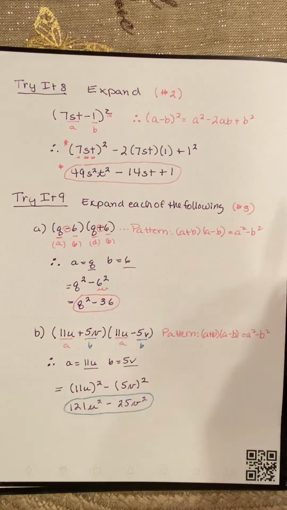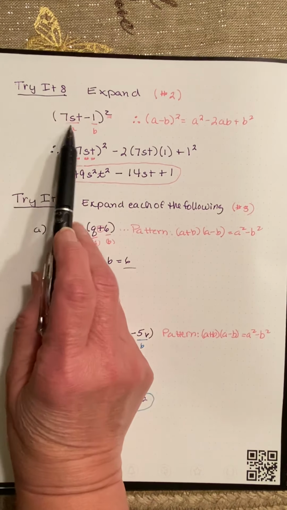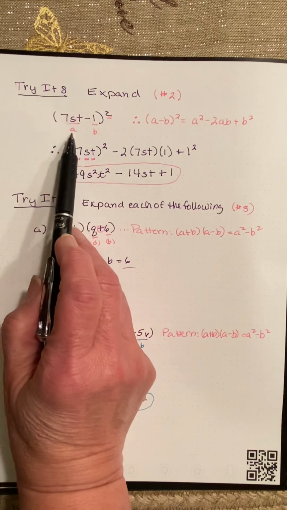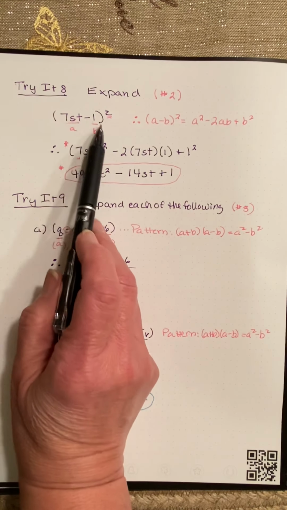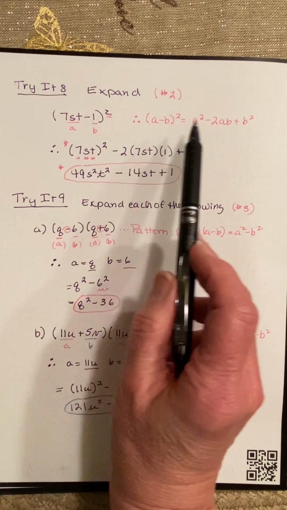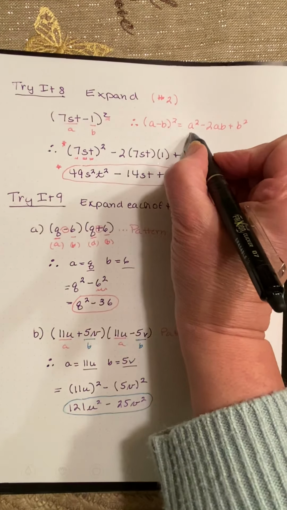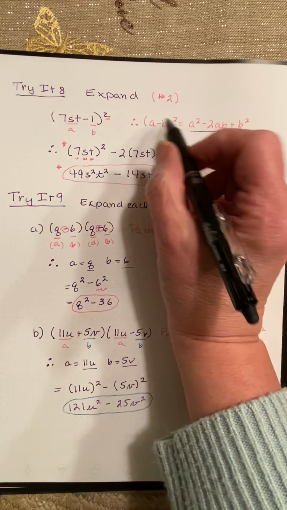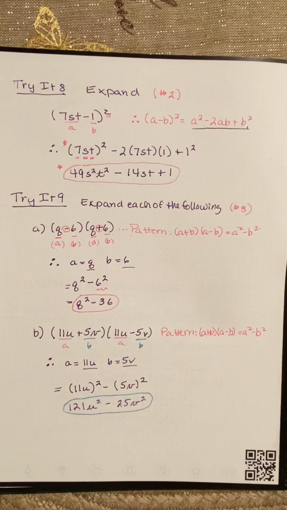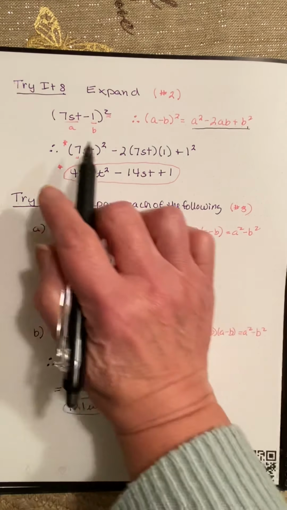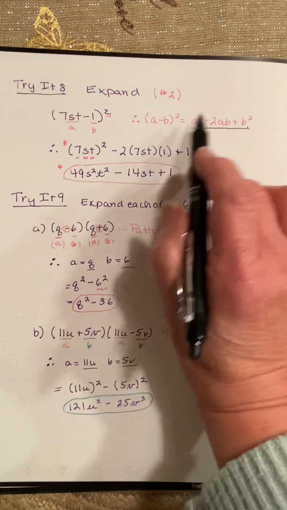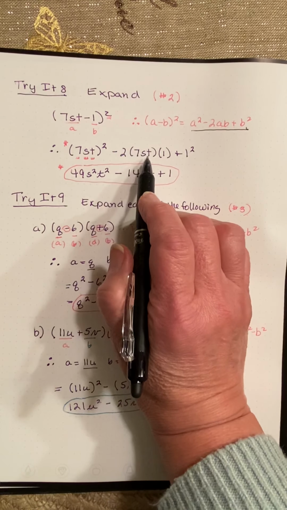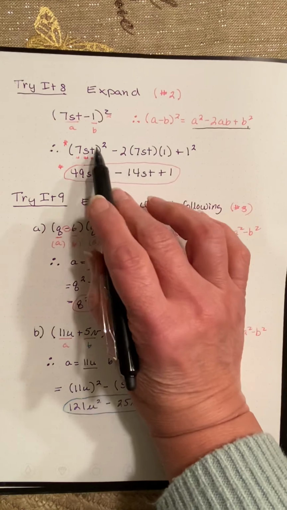So now we're going to expand. Again, we're following pattern 2. So I have 7st, so that whole thing is the a value, minus 1, which is the b value, squared. So again, I am using this formula because I have that situation, and I'm going to plug my values into those positions. So I have 7st squared, because that whole thing is a, minus 2 times 7st times 1 plus 1 squared.